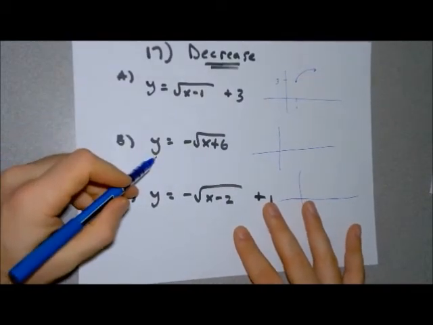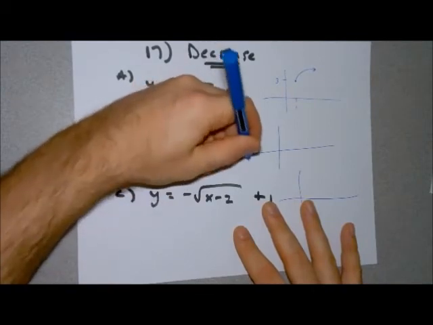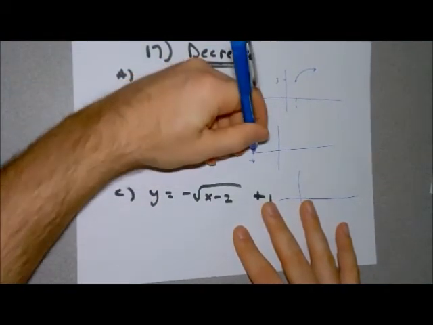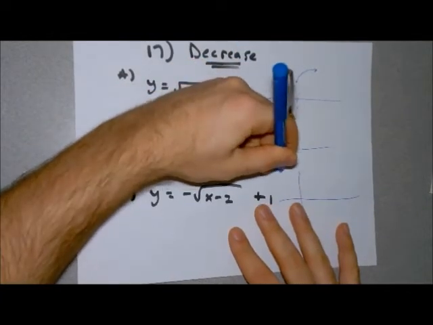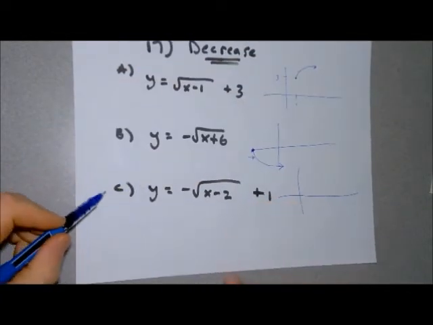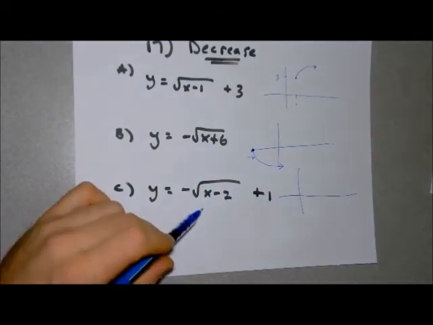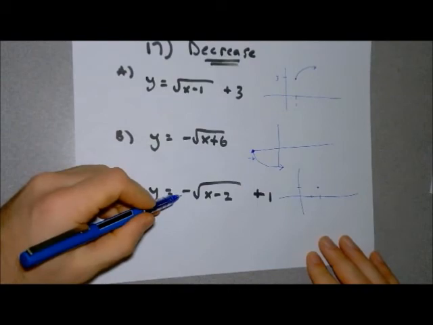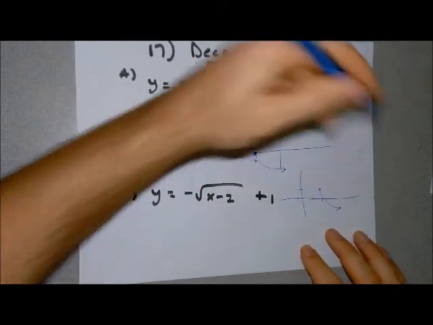For our second one, it's 6 to the left. There is no up and down. There's a negative out front, so our graph would go underneath. And for the third one, for C, it's 2 to the right. It's 1 up. There's a negative out front. So now we have 3 graphs.